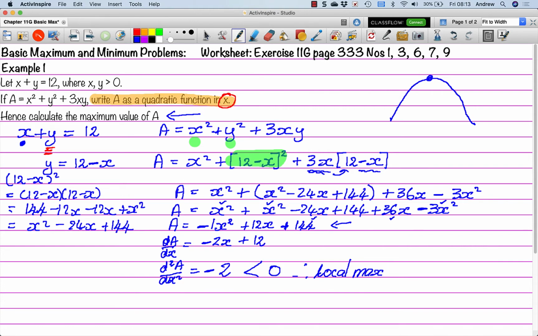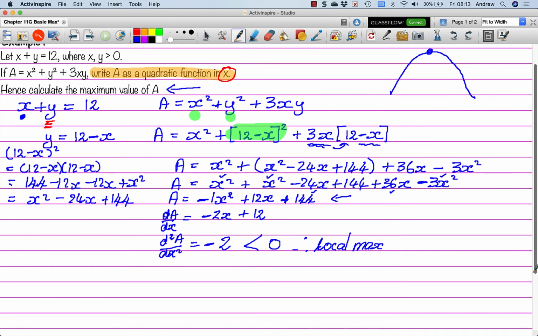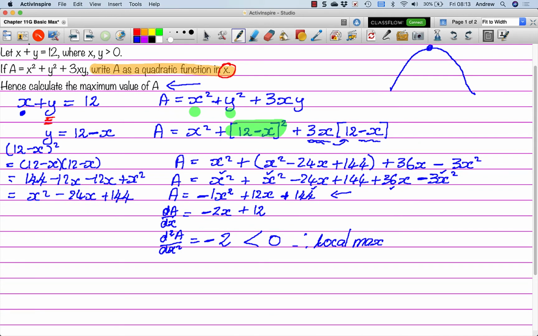Okay, what's the formula for a maximum? Well, the formula for local max, and we always quote local min, nothing wrong with that, not even in this problem, don't lose marks for that. For local max, local min, we have dy by dx is equal to 0. But in the context of this problem, it is dA by dx.